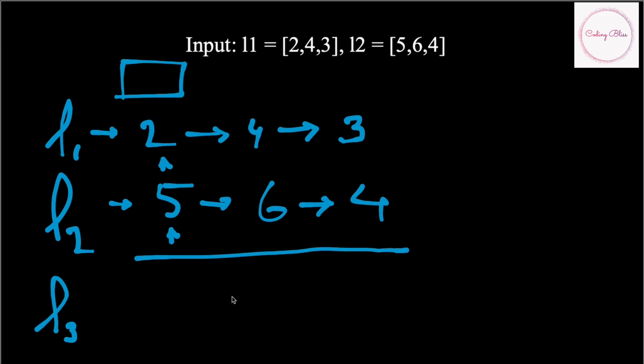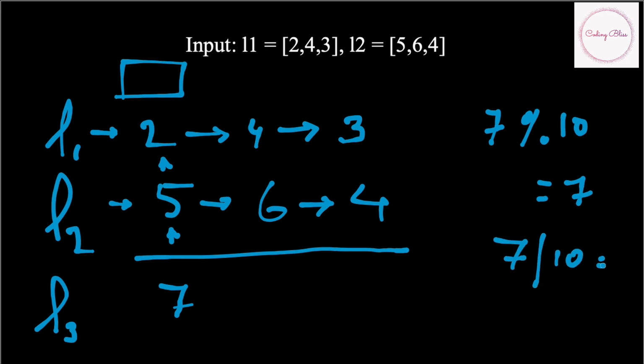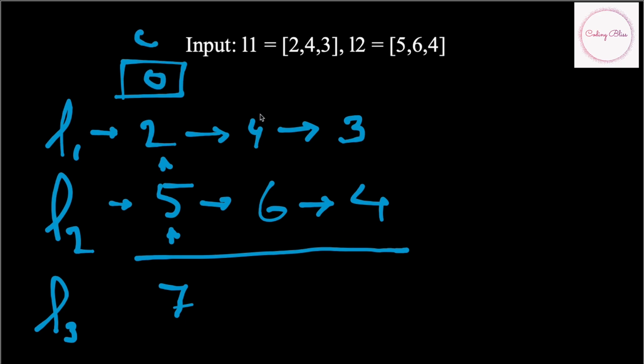First we'll sum these, and then we will store the modulo 10 of this sum into L3. Let's assume that the sum is 7. If I take modulo 10, that will give me the remainder, which is 7 in this case. Then I will take 7 divided by 10, which is 0, and store it in this carry bit. Let's move to the next one. The carry bit is 0 here also, because there was no carry here.